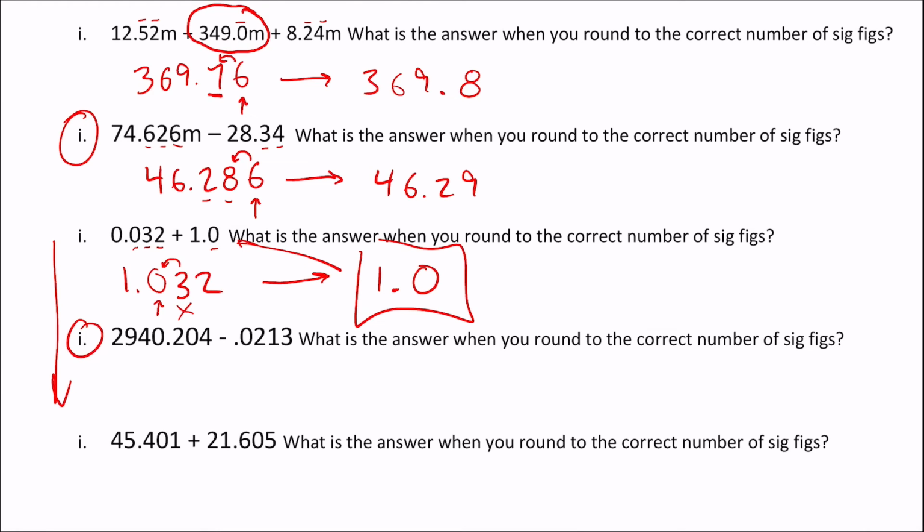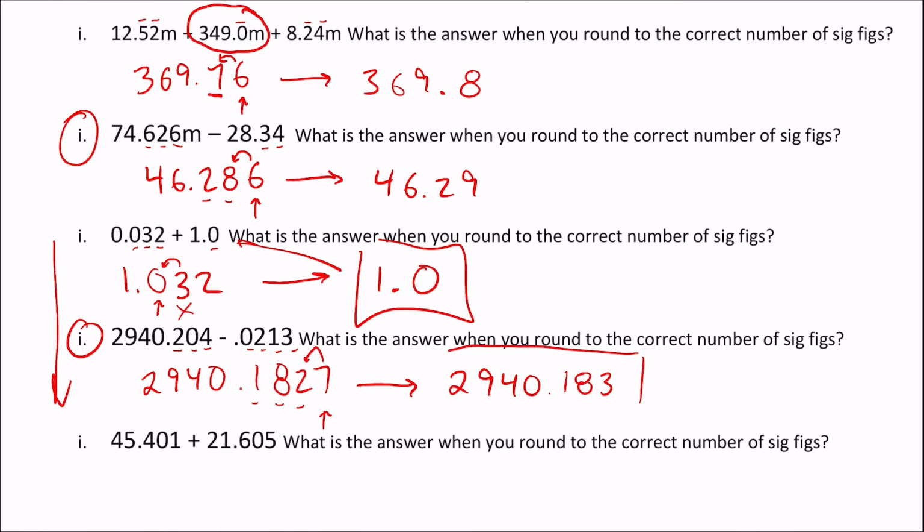For the next one, when we subtract, we'll get, and with this one we need to look at the decimal places. This goes to 3 decimal places. This one goes to 4, so we're going to have to round it to 3 decimal places. And this one is above a 5, so it's going to bump that 2 up to a 3, and this would be your final answer.